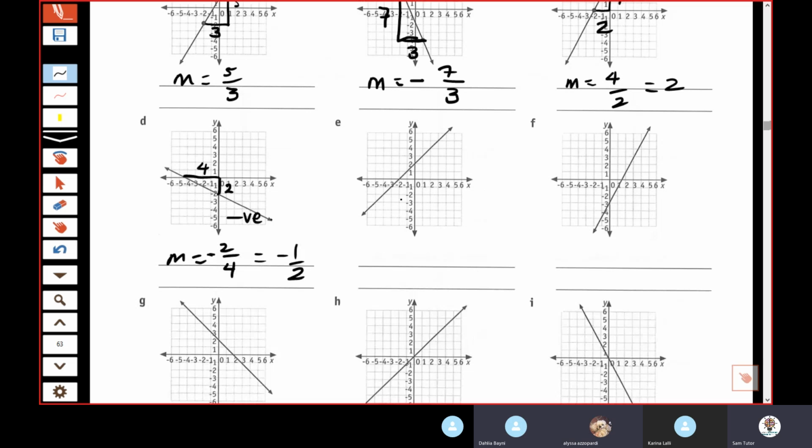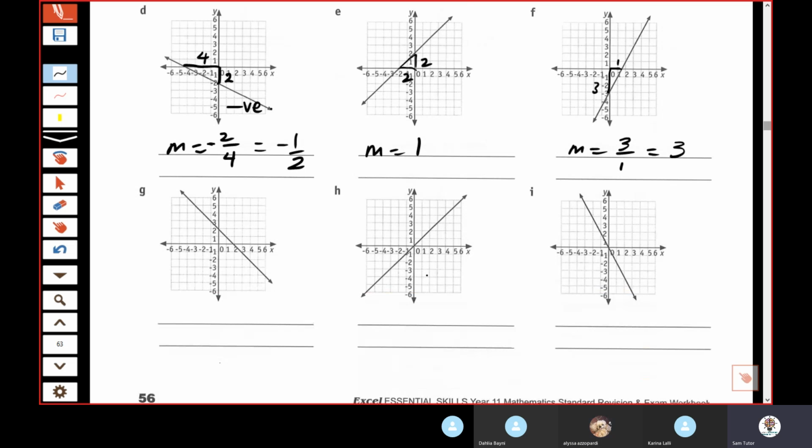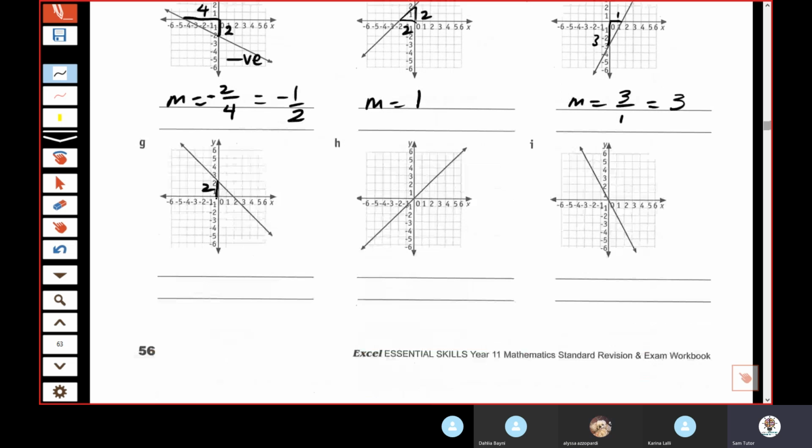Let me know if you've got any questions. Here's my triangle. My rise is 2, my run is 2. My answer is 2/2, it's sloped to the right, so my answer is 1. My rise is 3, my run is 1. Slope to the right, so rise over run is 3. My rise is 2, my run is 2, but it's sloped to the left, so my answer is negative 2/2, which is negative 1.